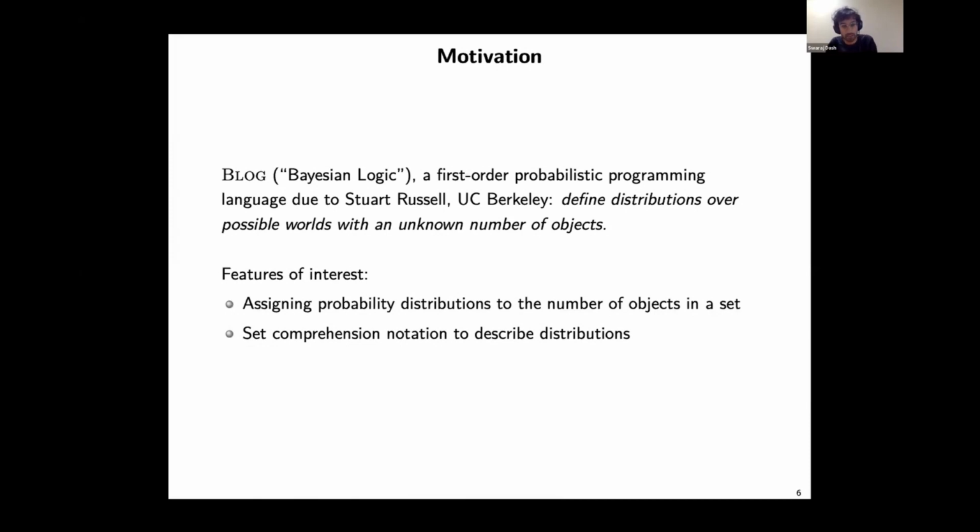And there are 2 things that interested us. Firstly, you can assign probability distributions to the number of objects in a set. And secondly, they use set comprehension notation to construct or describe these distributions or programs. This made us think of monad comprehension notation, and we decided to consider a semantics of BLOG in terms of point processes.